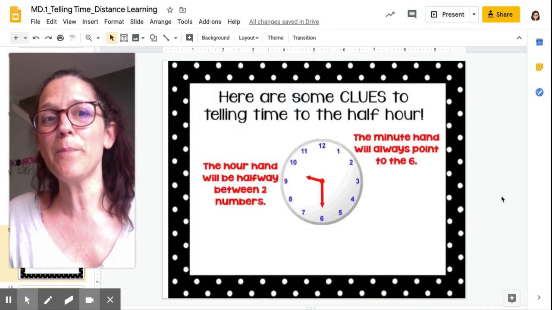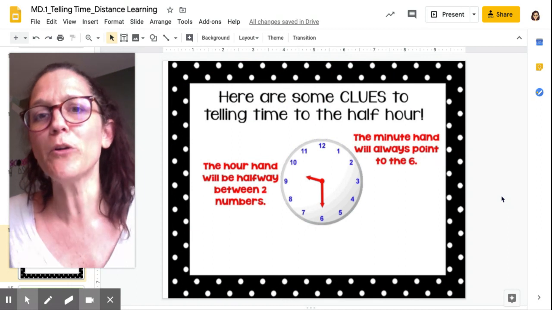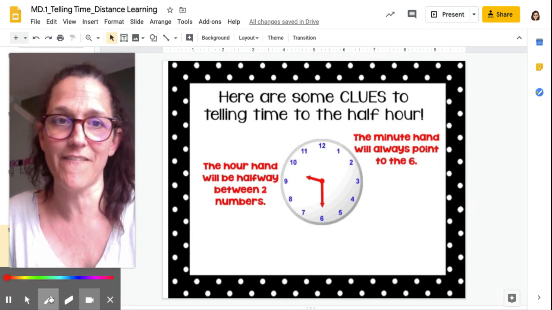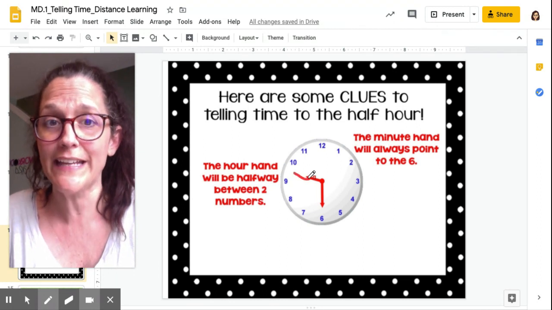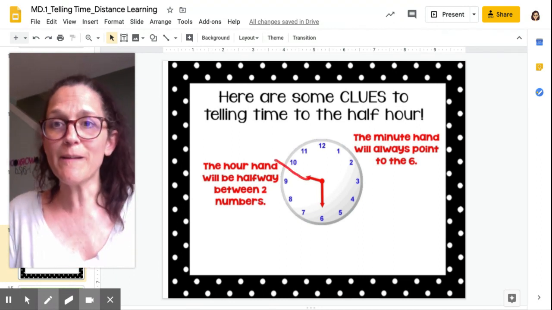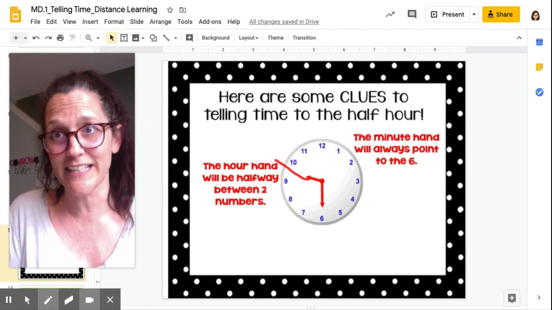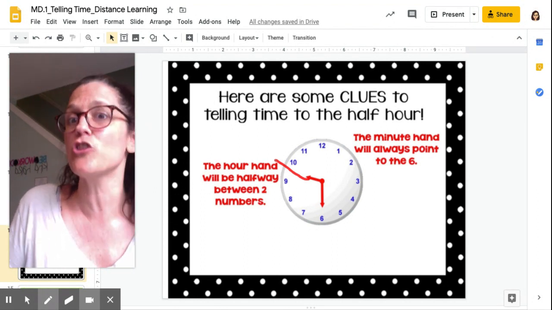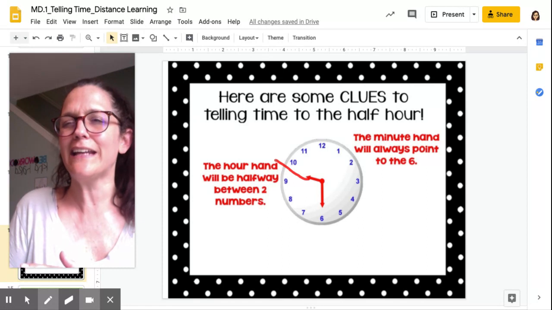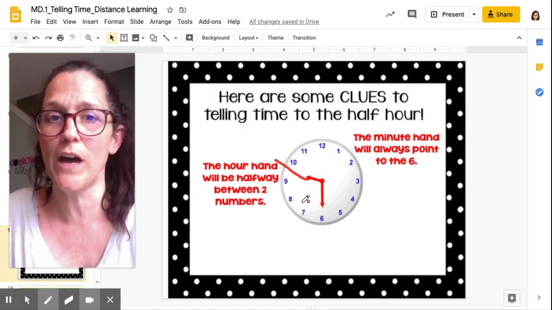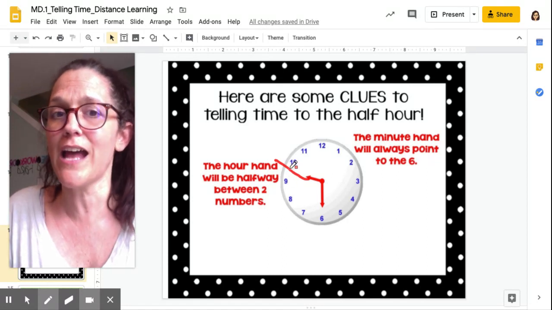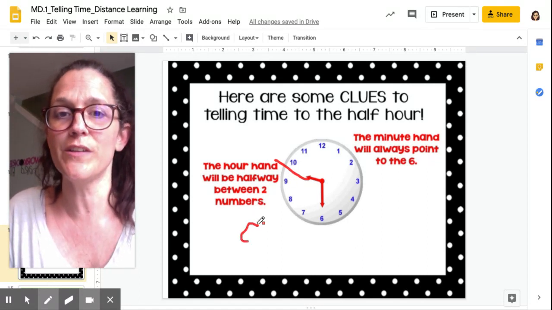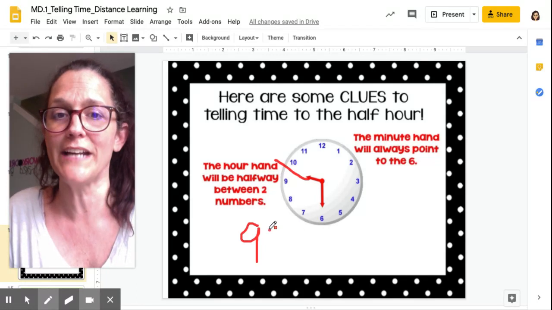Okay, now we're going to practice to the half hour. Here are some clues for telling time to the half hour. The hour hand will be halfway in between 2 numbers. That's because there are 60 minutes in an hour, and a half hour has 30 minutes. So that hour hand is halfway there to the next one. Knowing our houses, we see that it's after the 9, before the 10. So it's in the 9 o'clock house, and I'll write down my hour.